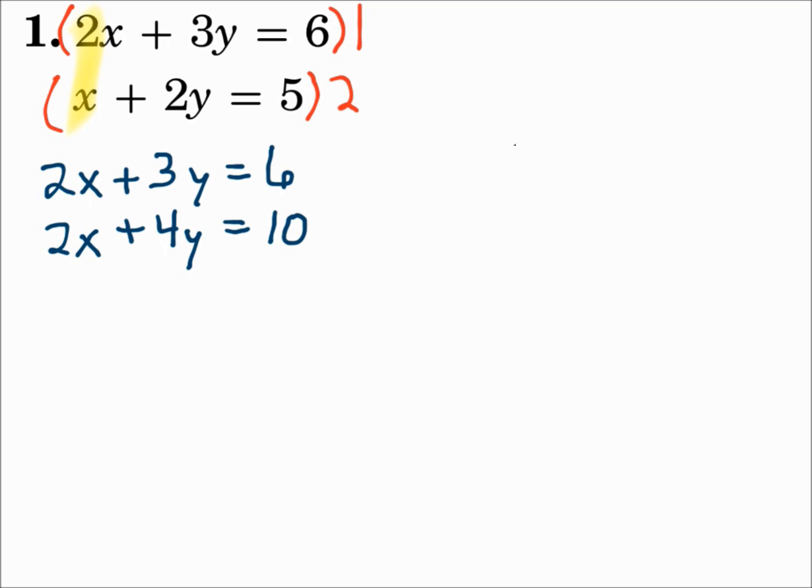Now the x coefficients match, so we can eliminate. Since the signs are the same, we will subtract these equations. 2x minus 2x is 0, so the x is eliminated. 3y minus 4y is negative y, equals 6 minus 10 is negative 4. Divide both sides by negative 1, and y is 4.